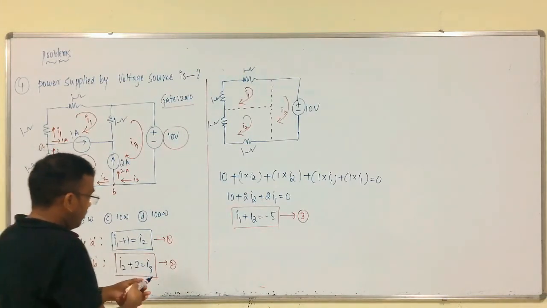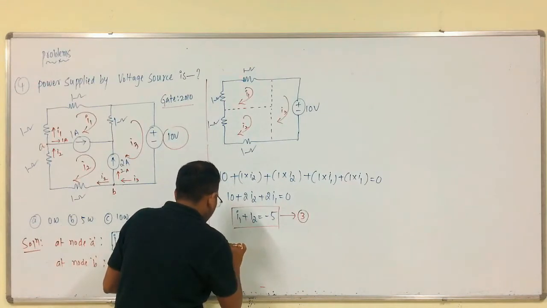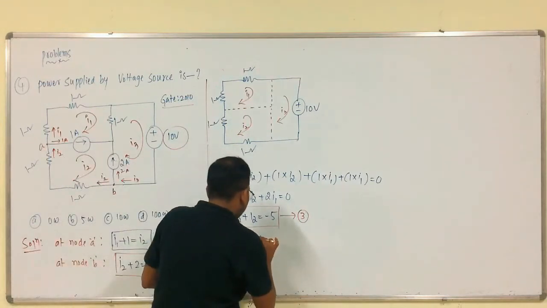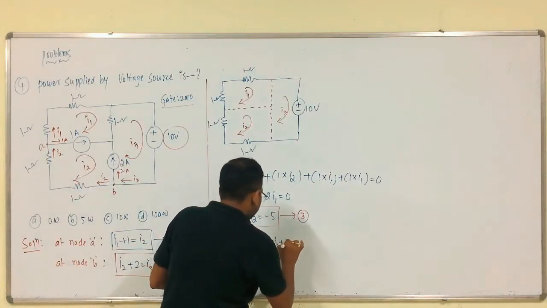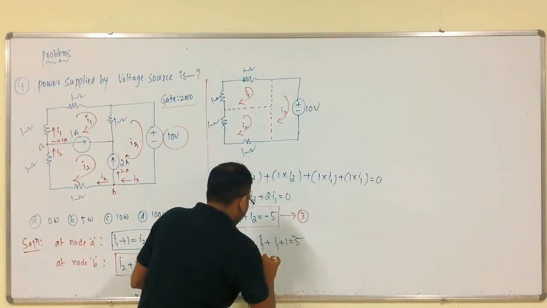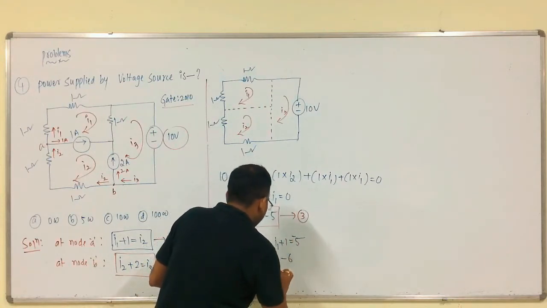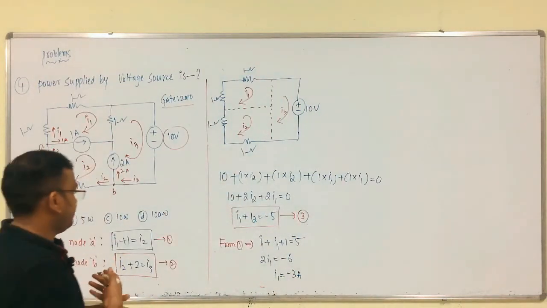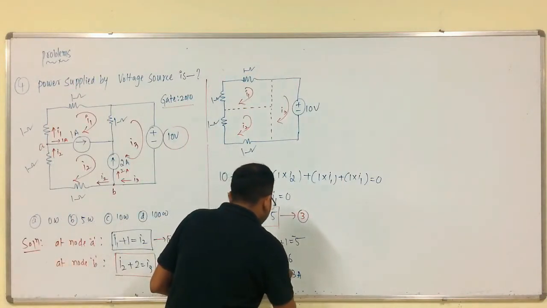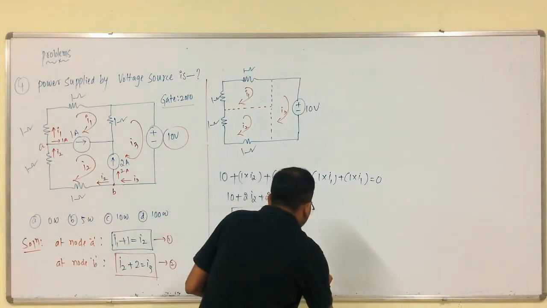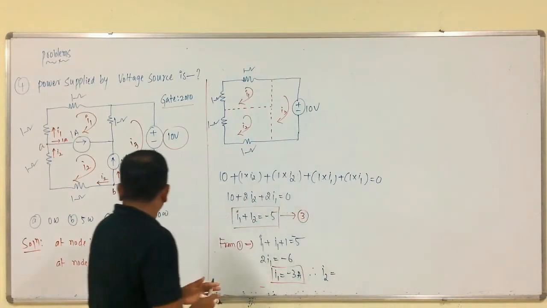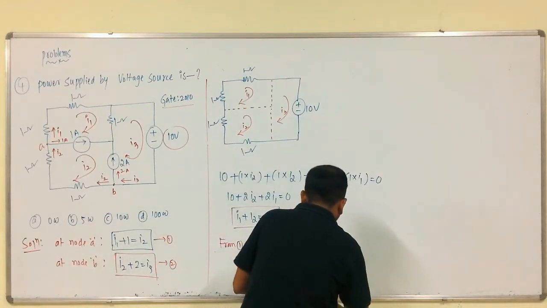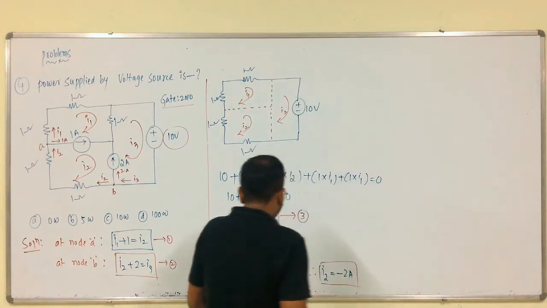From equation 1, I2 is equals to I1 plus 1. So, I1 plus I1 plus 1 is equals to minus 5. Therefore, 2 I1 is equals to minus 6, so I1 is equals to minus 3 amps. Therefore, I2 is equals to minus 2. We are getting I1 and I2.